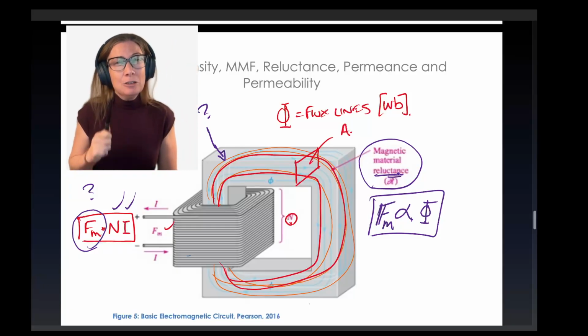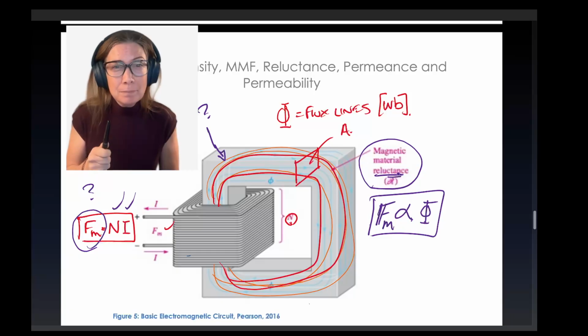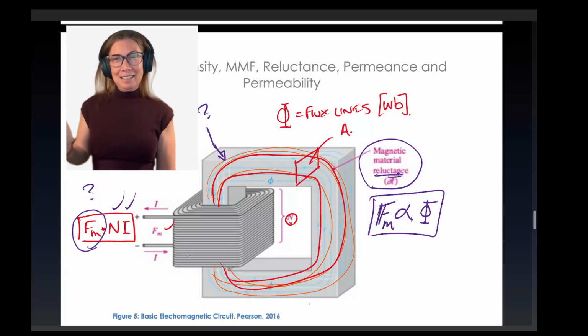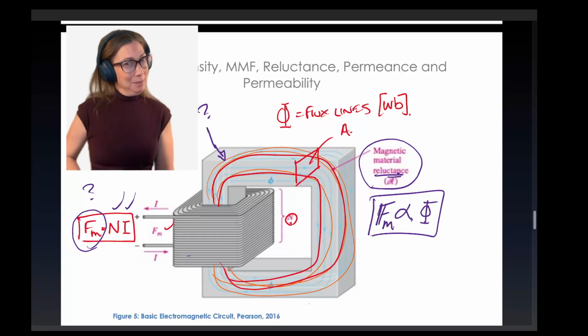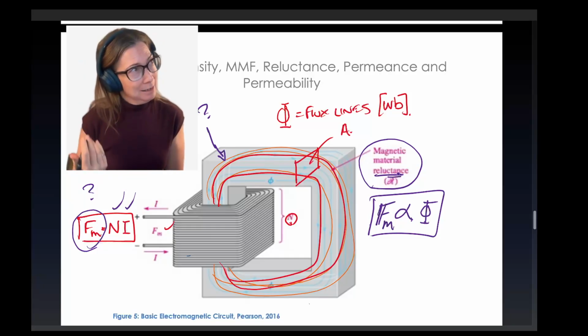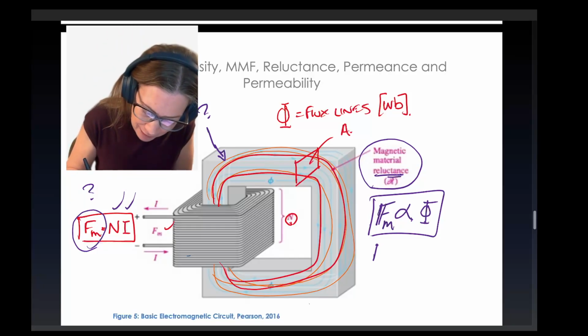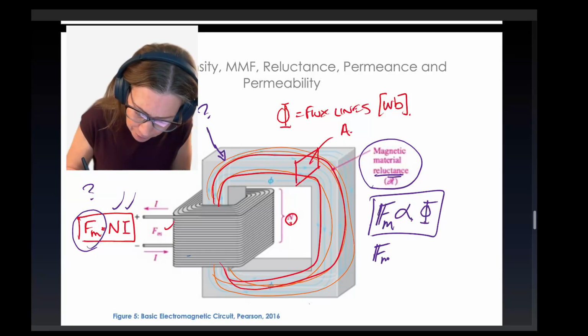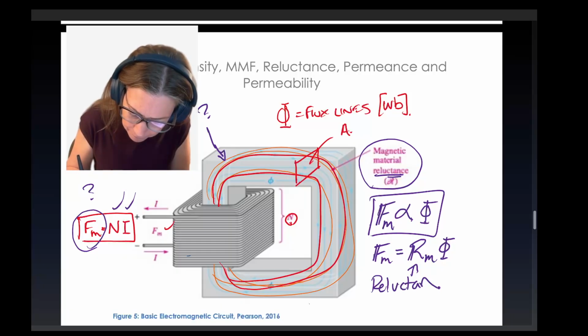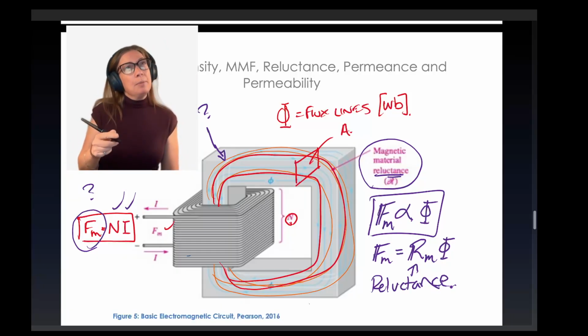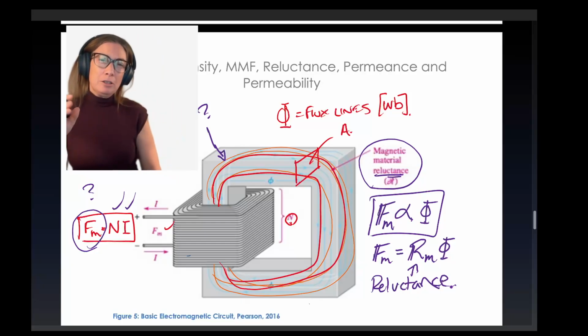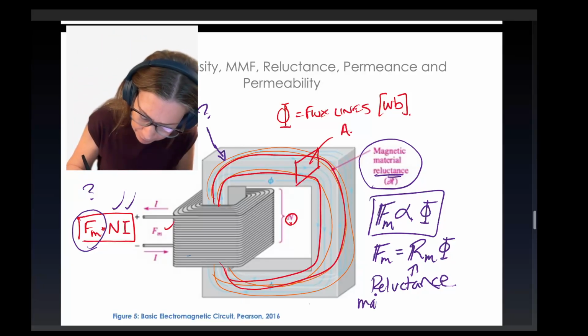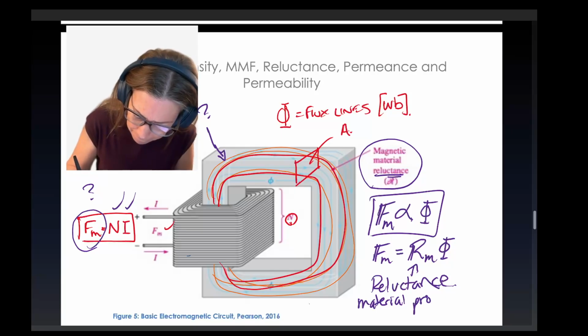Is it reluctant to develop flux like a ceramic, or is it not very reluctant? If it's very happy to develop that flux, then it means it's lower reluctance. So here's how it relates. The constant of relation is called R, reluctance. The reluctance is a material property, give or take. In a linear circuit, if we're assuming linear, then it's a material property.